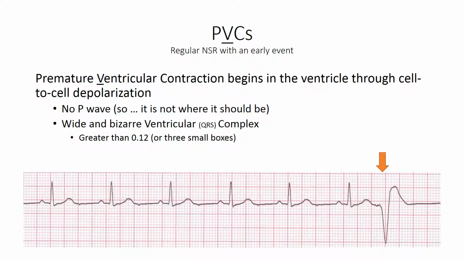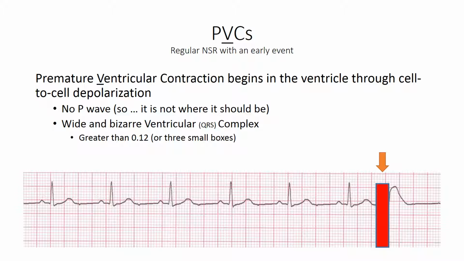Now this is a PVC. Our strip underneath is a normal sinus rhythm, but if you look at the arrow, there is a wide and bizarre looking complex that is greater than 0.12 seconds, greater than 3 small boxes. This is a PVC. The reason why is because the electrical impulse starts in the ventricles and it spreads that impulse across the ventricles cell by cell, and it takes time, causing a wide QRS complex.